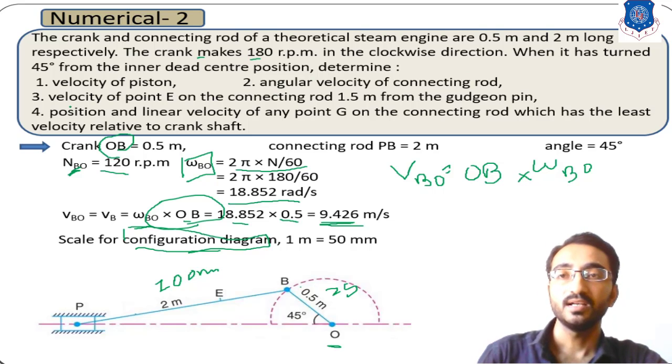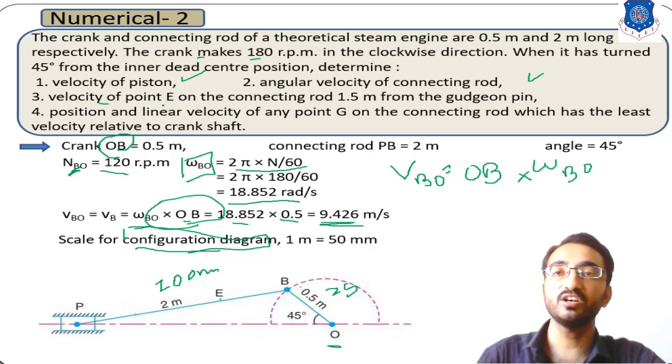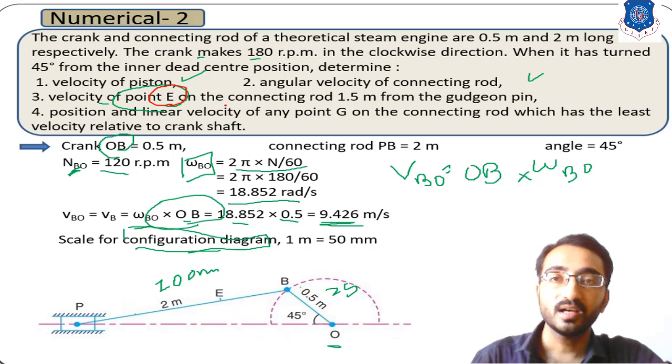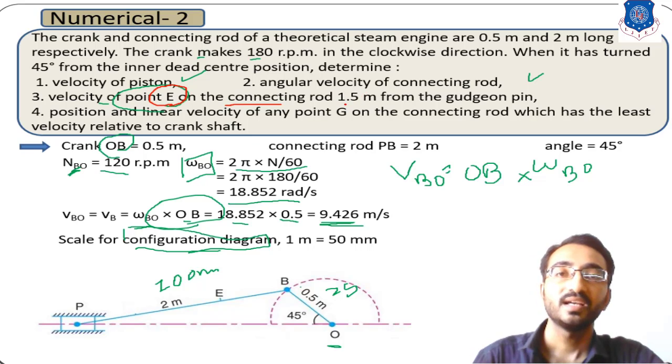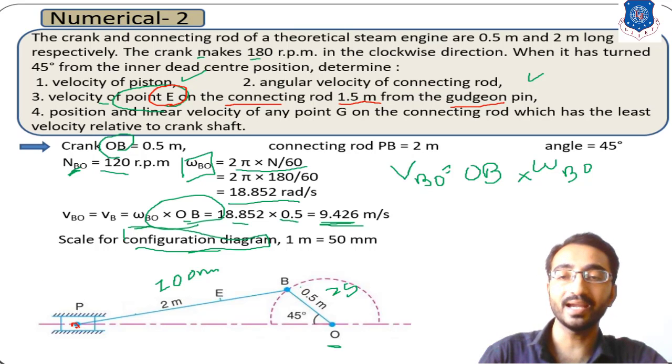Now in this numerical they have again given certain extra data, that is we have to calculate the velocity and angular velocity of point E. Here an extra point is given. If you consider point E on the connecting rod, you have to sketch one point on this connecting rod, at which position? At 1.5 meter from the Gudgeon pin. Now this Gudgeon pin is simply an arrangement which is used at the piston end to connect the piston with the connecting rod.